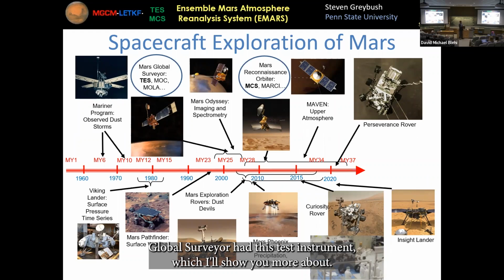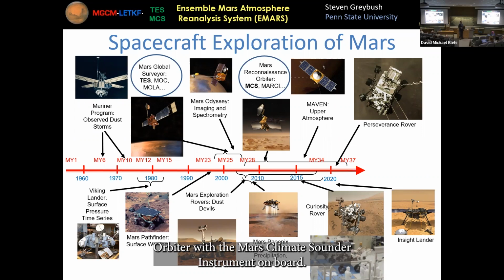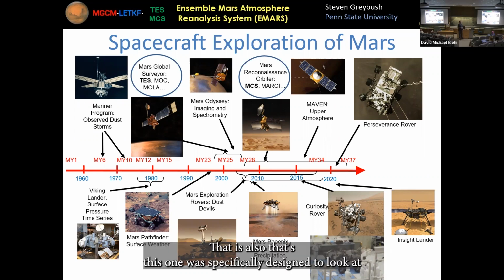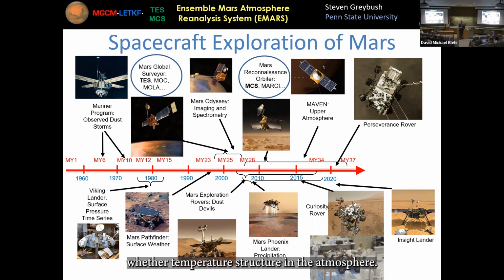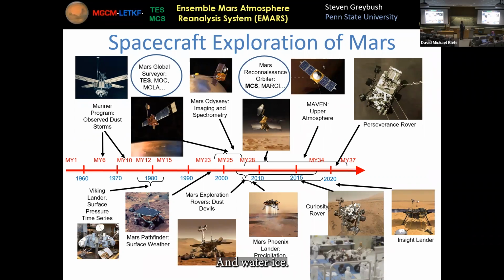So Mars Global Surveyor had this test instrument, which I'll show you more about. It was followed up by Mars Reconnaissance Orbiter with the Mars Climate Sounder instrument on board. This one was specifically designed to look at weather, temperature structure in the atmosphere, dust, and water ice. There's actually water on Mars. It's just a matter of is there liquid in the present Mars? And if so, how much and where? Okay, but definitely water vapor and water ice.